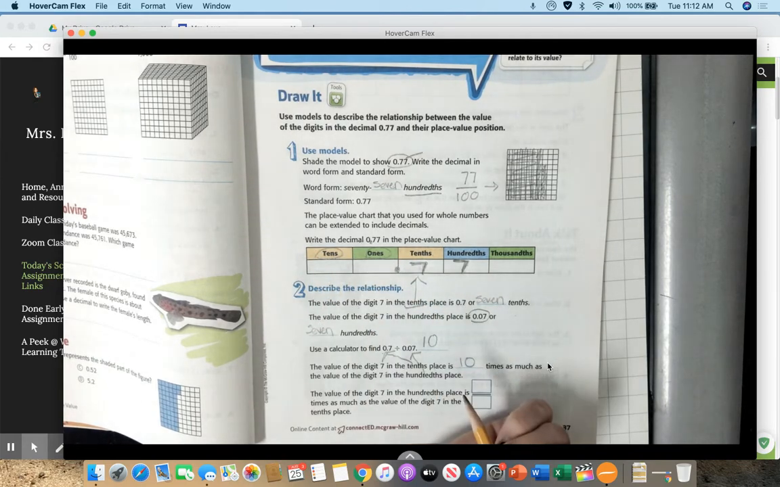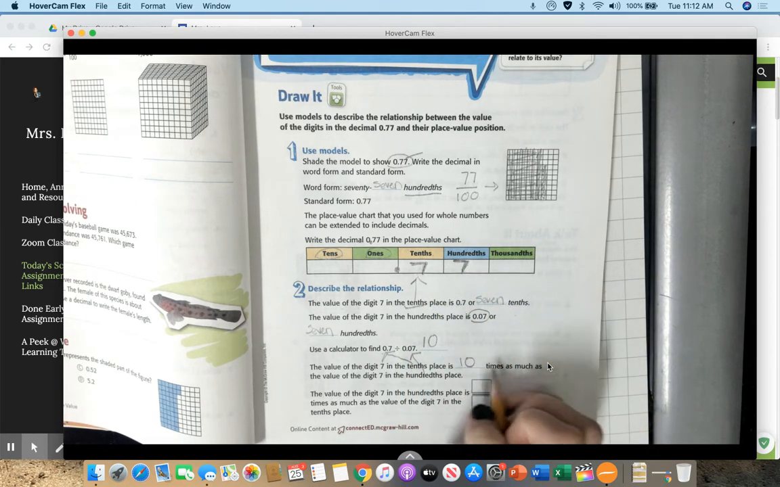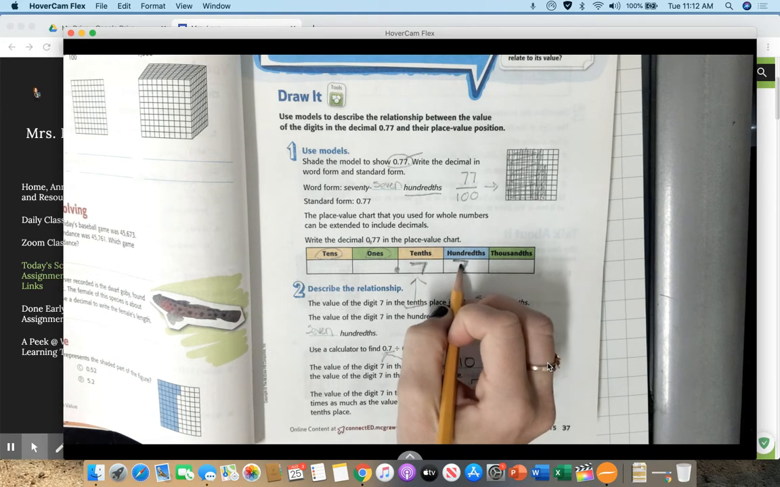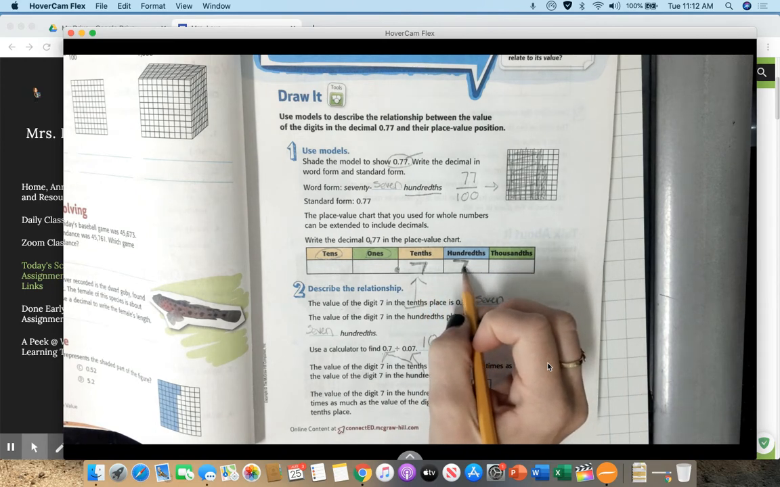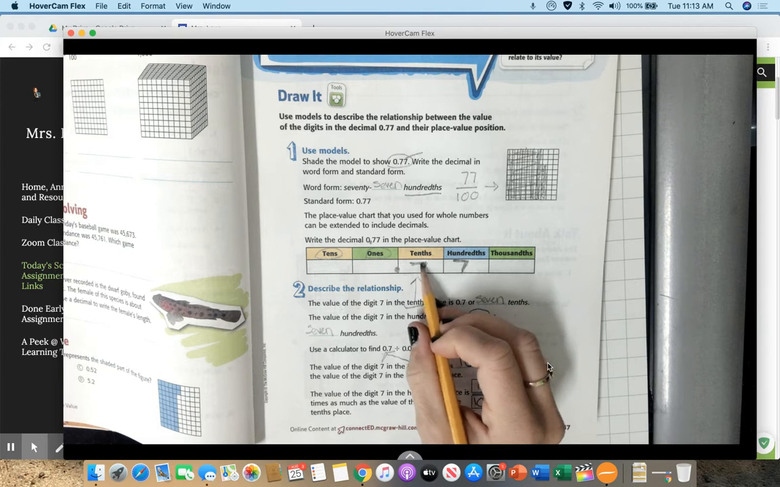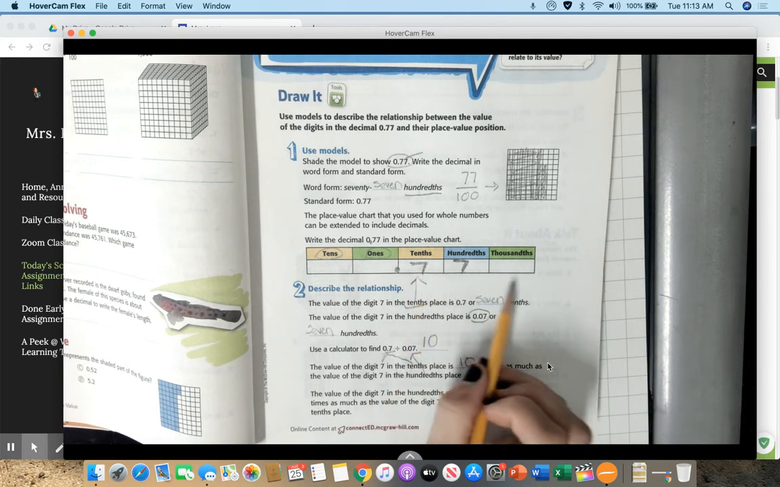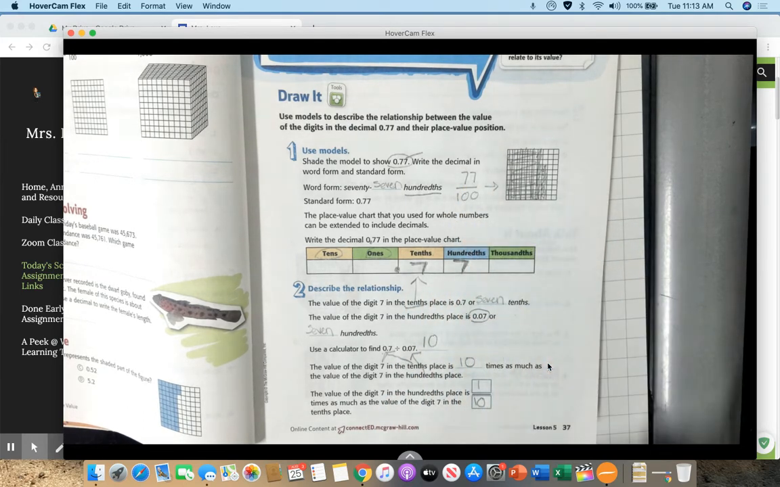Tens is bigger. So I can always say that the digit to the left is always going to be 10 times as much. This 7 is 10 times bigger than this 7. And then the opposite way, I could say that this 7 is smaller, but we're going to say that it's 1/10 as much as this one. That's because it's smaller and we're working with decimals. And remember, when we work with decimals, we represent it as fractions.